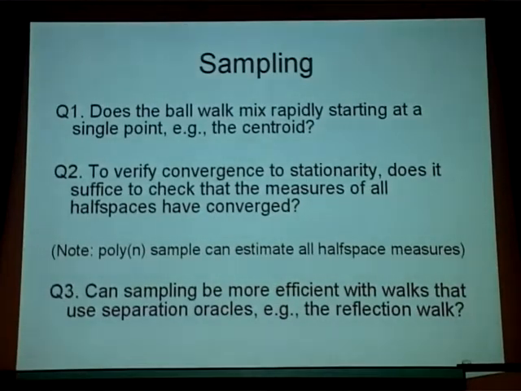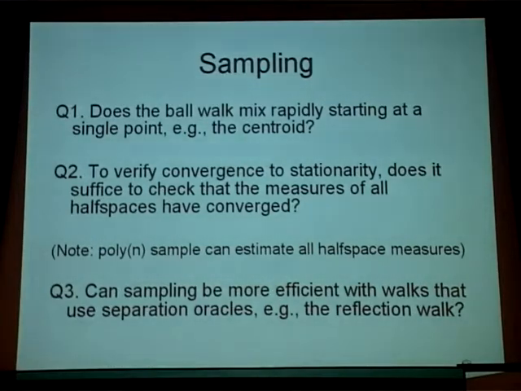So to conclude the sampling part, there are lots of interesting questions, I think. One is, does the ball walk actually mix if you start at a nice deep point like the centroid? We don't know the answer. How do you know that you've walked long enough? Is there some way to decide on the fly, or by looking at the points that you've been to so far, that you're actually close to the target distribution? Right now you say, walk for n-cube steps and you'll be close. That's not a satisfactory algorithm.